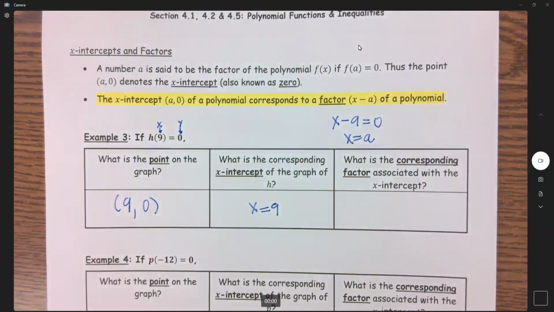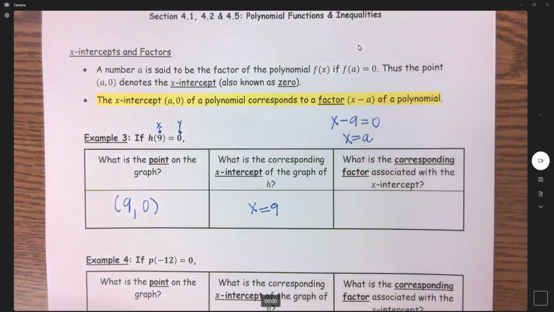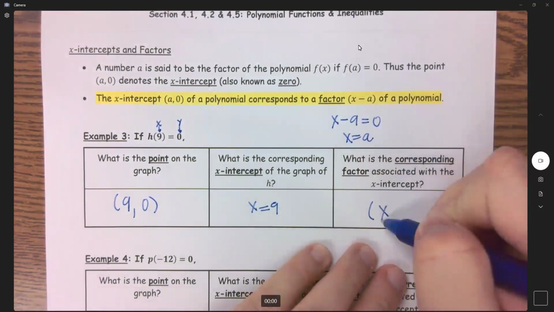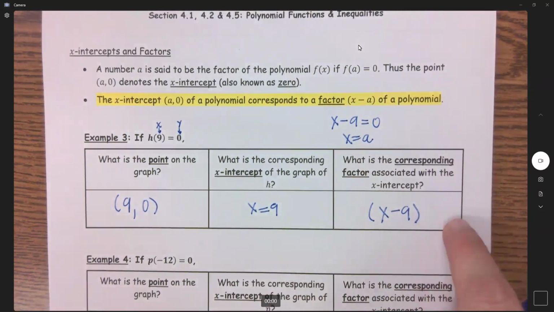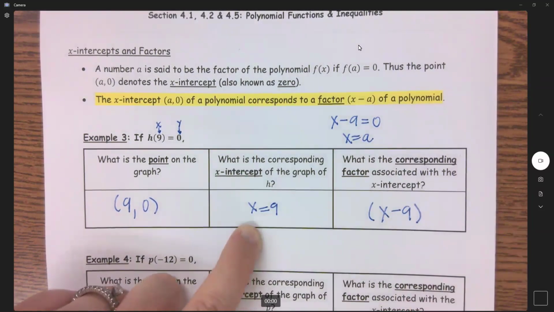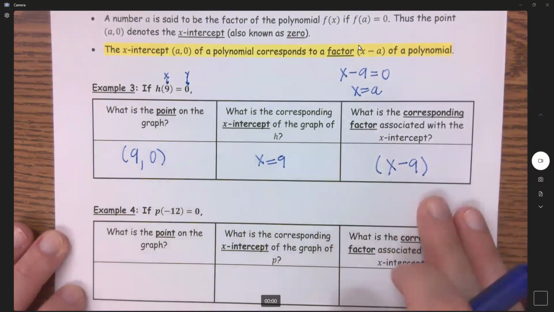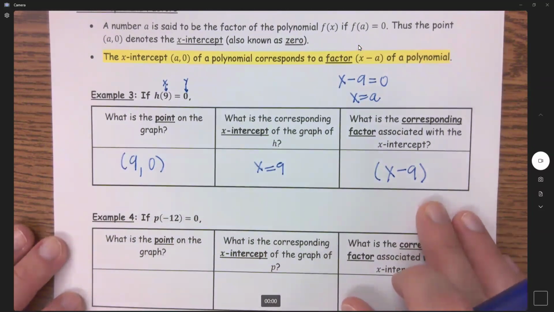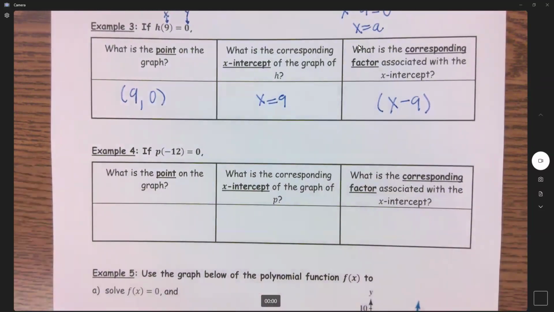And what does that look like when you put it as a factor? What is the corresponding factor associated to the x-intercept? You want to change that sign right here. So now this is x minus 9. Right? If you set that equal to 0, you add the 9 over and we get x equals 9. Okay, all three of these things are representing the exact same thing, the exact same point on this graph. Pause the video and see if you can fill out this table.